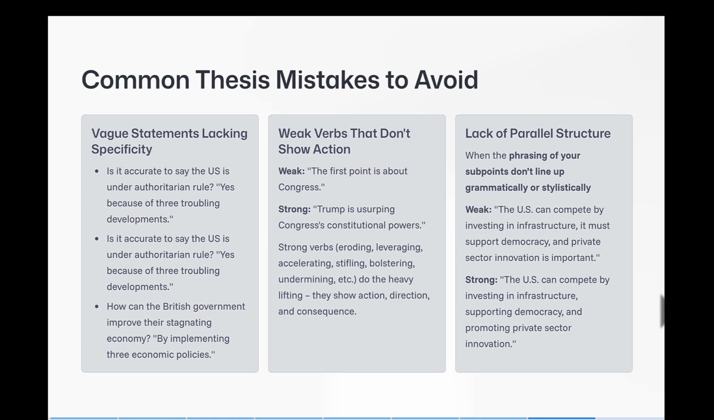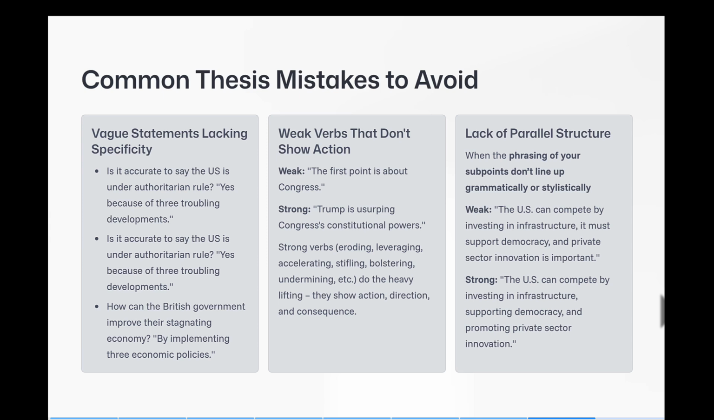So when you say the first point is Congress, or the first point is about Congress, well, what about Congress is going on? What is the action going on? What is the mechanism? What is the cause? What is the effect? I don't know. And so if you change that to Trump is usurping Congress's constitutional powers, that becomes a lot more interesting. So once you start using words like usurping, eroding, leveraging, accelerating, stifling, bolstering, undermining, now you're doing more heavy lifting. And again, this isn't just use a thesaurus and find a different verb. This is about thinking critically about what is going on here, what is the action that is driving these forces in the world, and that becomes a lot more interesting.